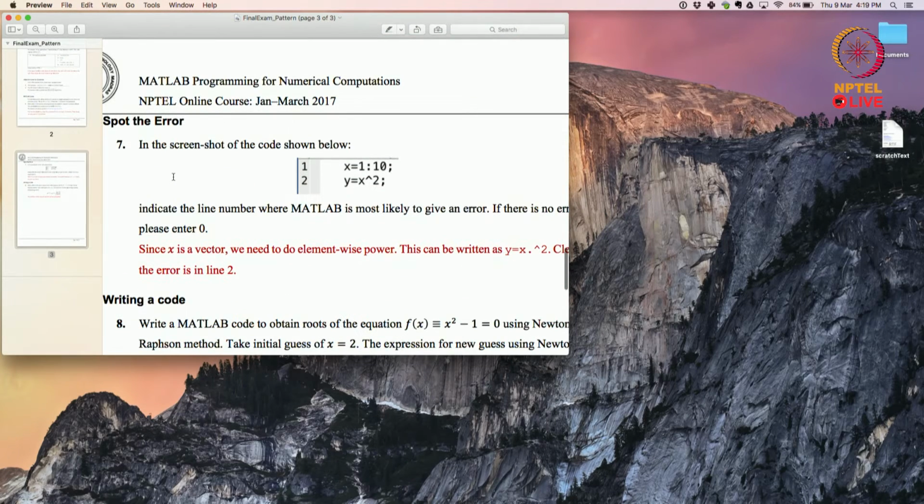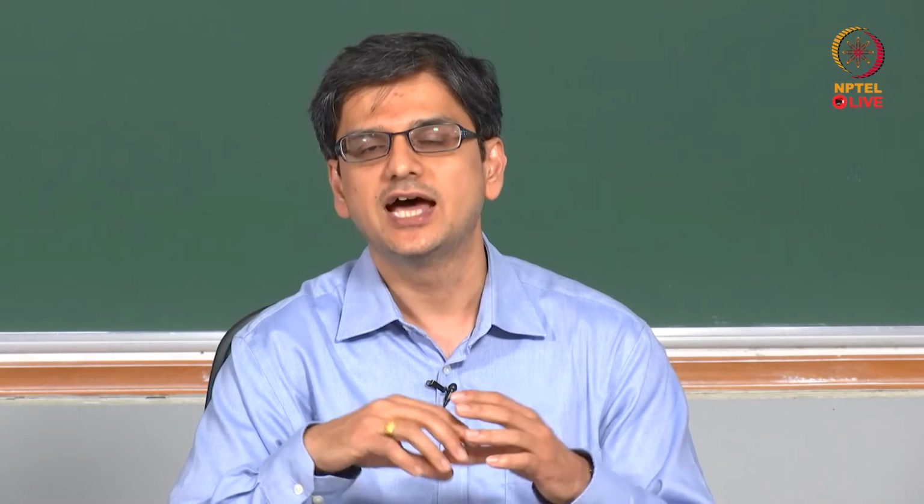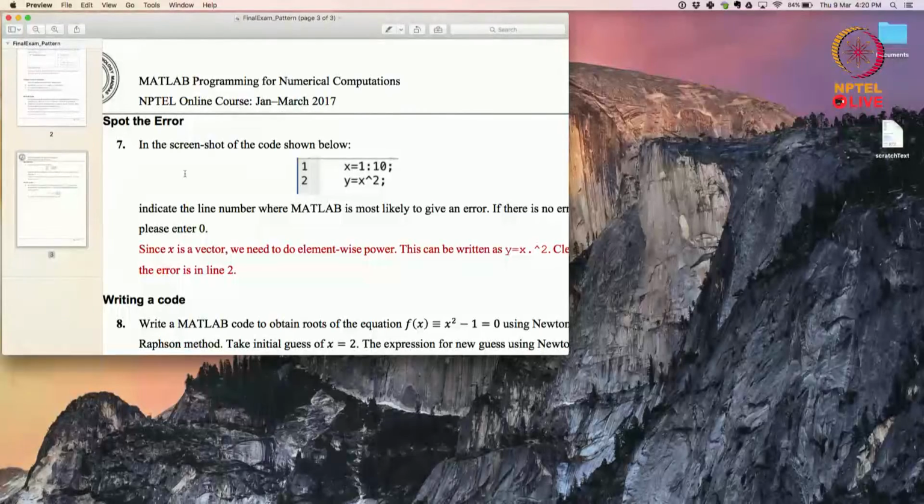Thereafter we will have spot the error problems, and there will be 3 problems of this type. And here what you will be required to do is, I will give you a screenshot of a MATLAB code. This will be a reasonably small MATLAB code, 10 lines or fewer, and you are expected to spot if there is any syntax error in that MATLAB code. So if there is an error, you need to point out which line that error is. So in this case, for example, x is a vector, so you cannot square a vector, you can only do an element by element squaring. So this line will have an error, so the error is indicated on line number 2. So the correct answer for this is line number 2.